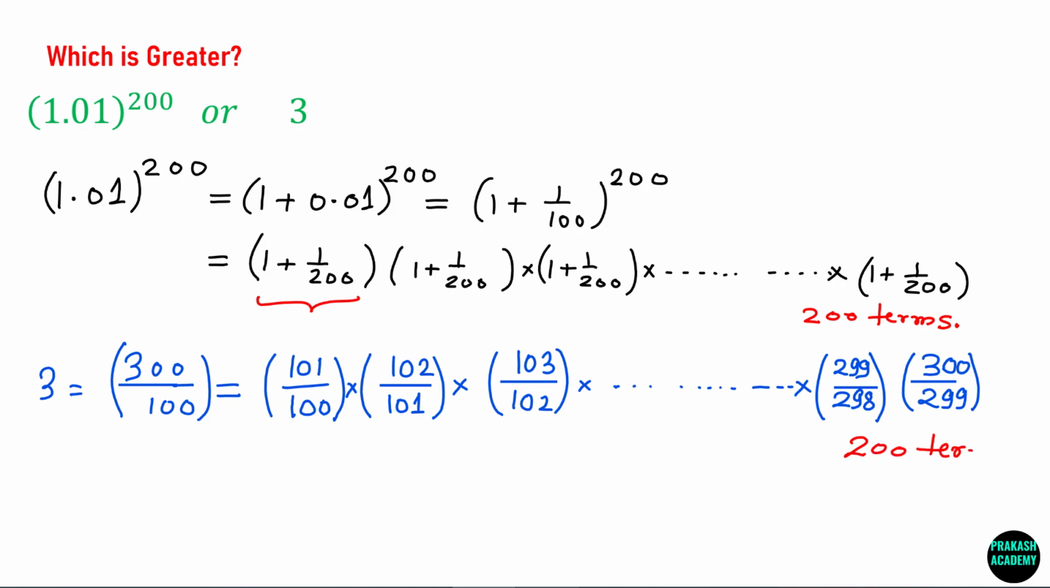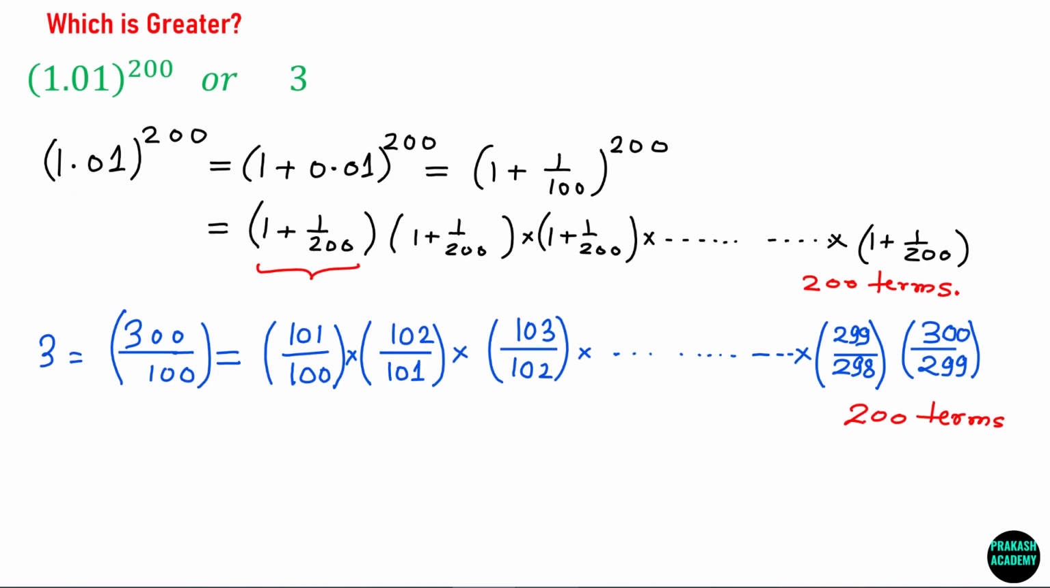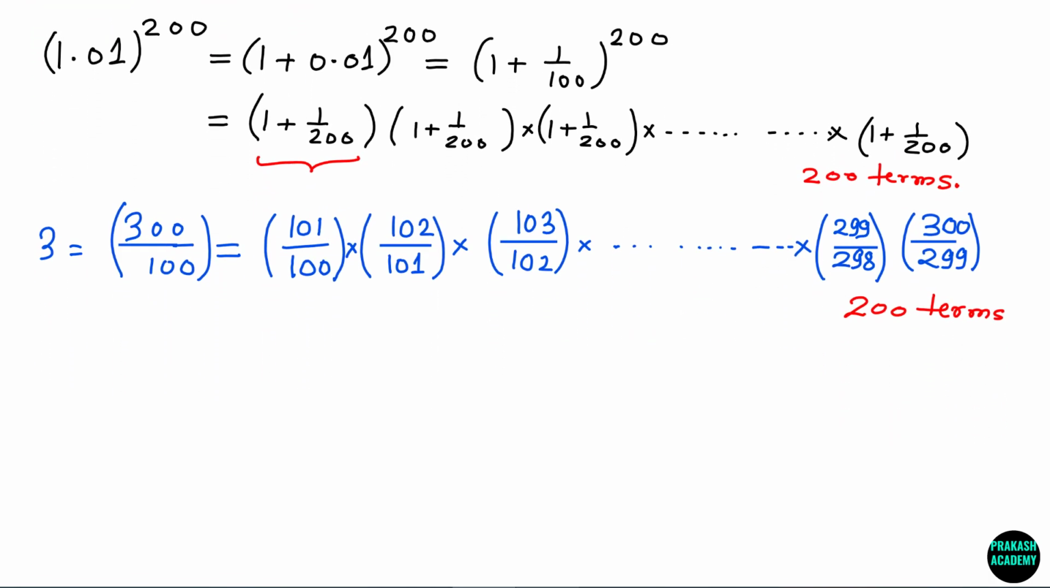So this has 200 terms. And this also verifies that the product of all these terms is again 3, because this cancels out, this cancels out, this cancels out, this cancels out, this cancels out. So effectively I have 300 by 100, that is equal to 3. So now 3 can be written like this. So now we have expressed both numbers as a product of 200 terms. Now I can take the ratio. So let us take the ratio and compare these two numbers.